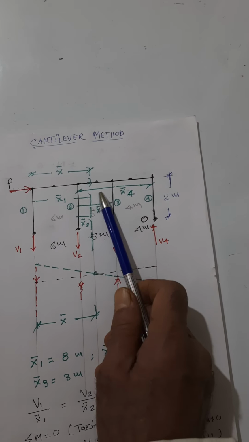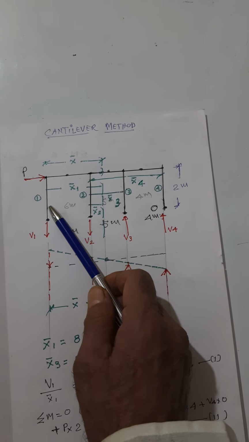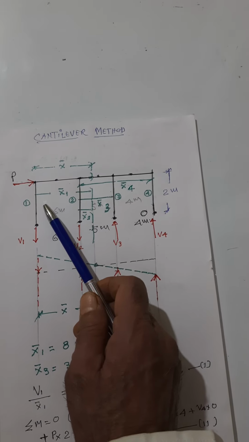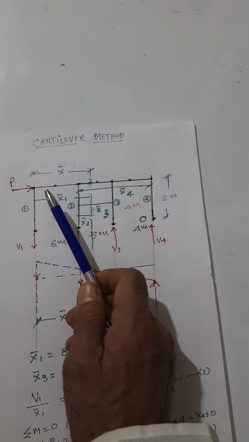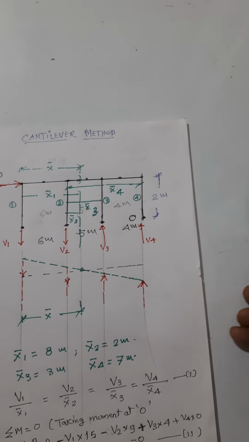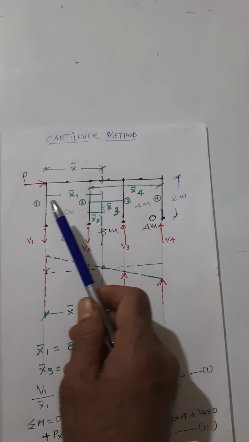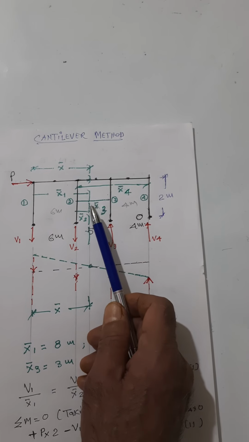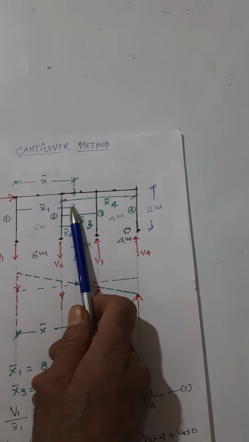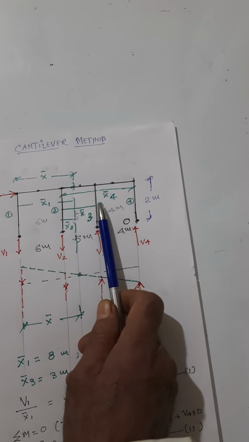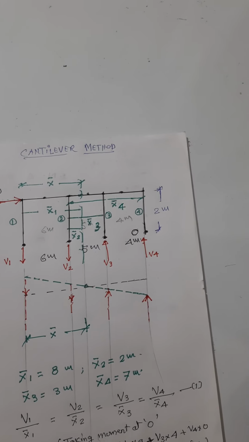How do we calculate the CG from here? That is using the principle of moments: sigma A x bar upon sigma A, that is A1 x bar 1 plus A2 x bar 2 and so on, divided by the sum of the areas. From this we can calculate this distance. Once the distance is known, x bar 1, x bar 2, x bar 3 and x bar 4 can be very easily calculated.